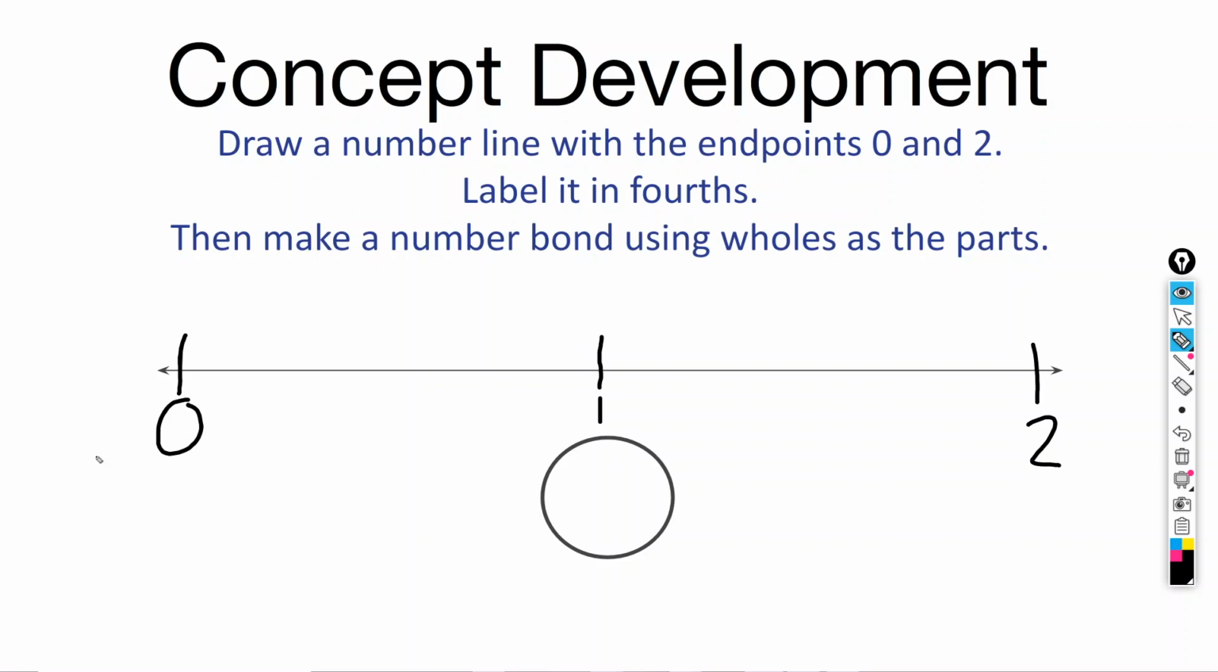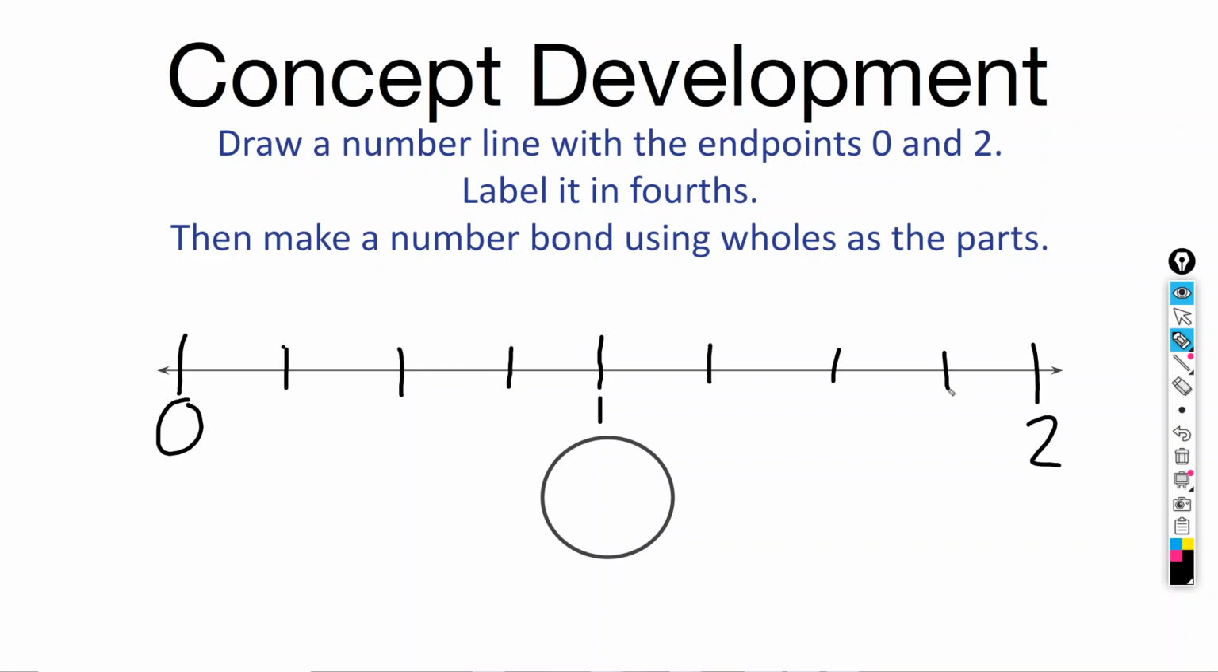Now I know between 0 and 1, I need to break it into fourths. So I'm going to do 3 equally spaced lines, and that ends up giving us 1, 2, 3, 4 pieces. I need to do the same thing between 1 and 2.